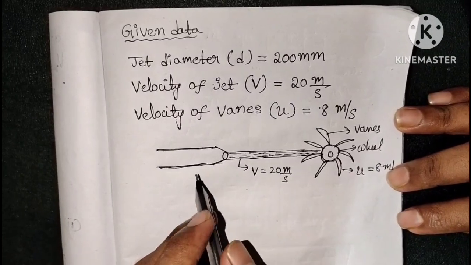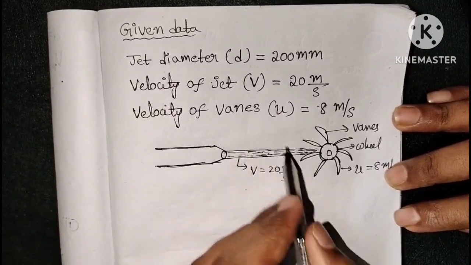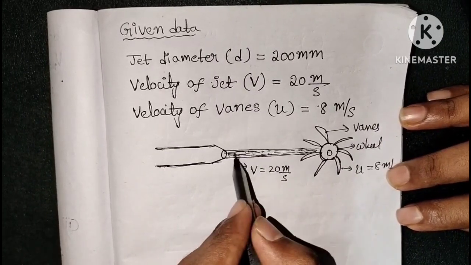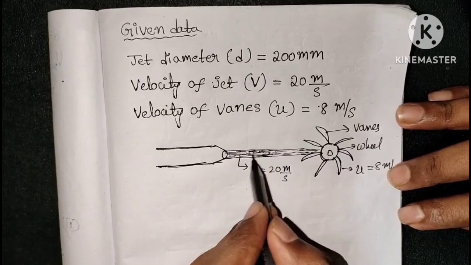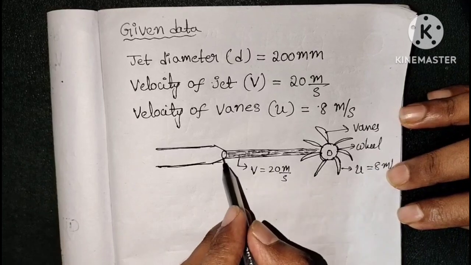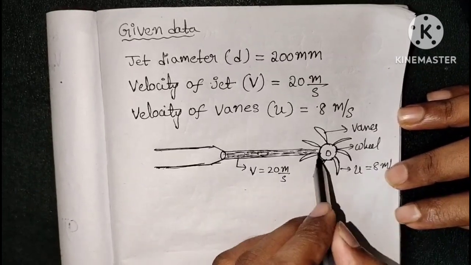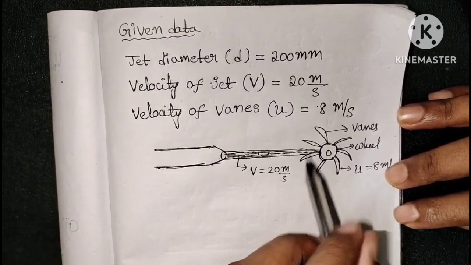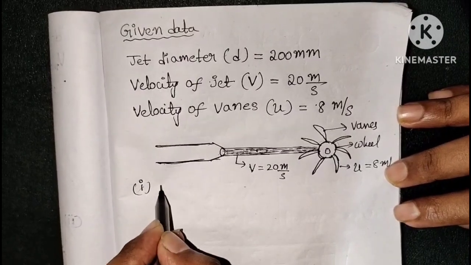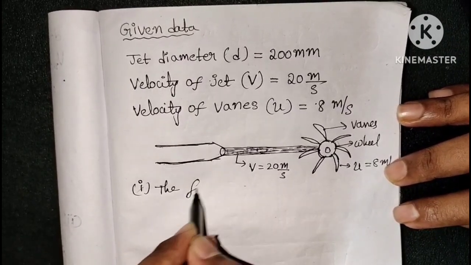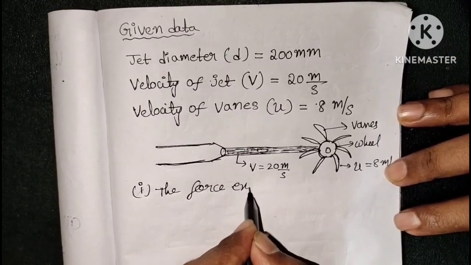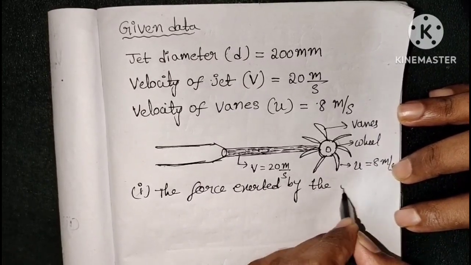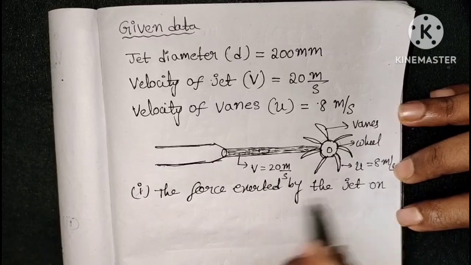So here we need to find the force exerted by the jet on the wheel. The jet has kinetic energy, so this jet exerts force on this series of vanes. So the first question is the force exerted by the jet on the wheel.